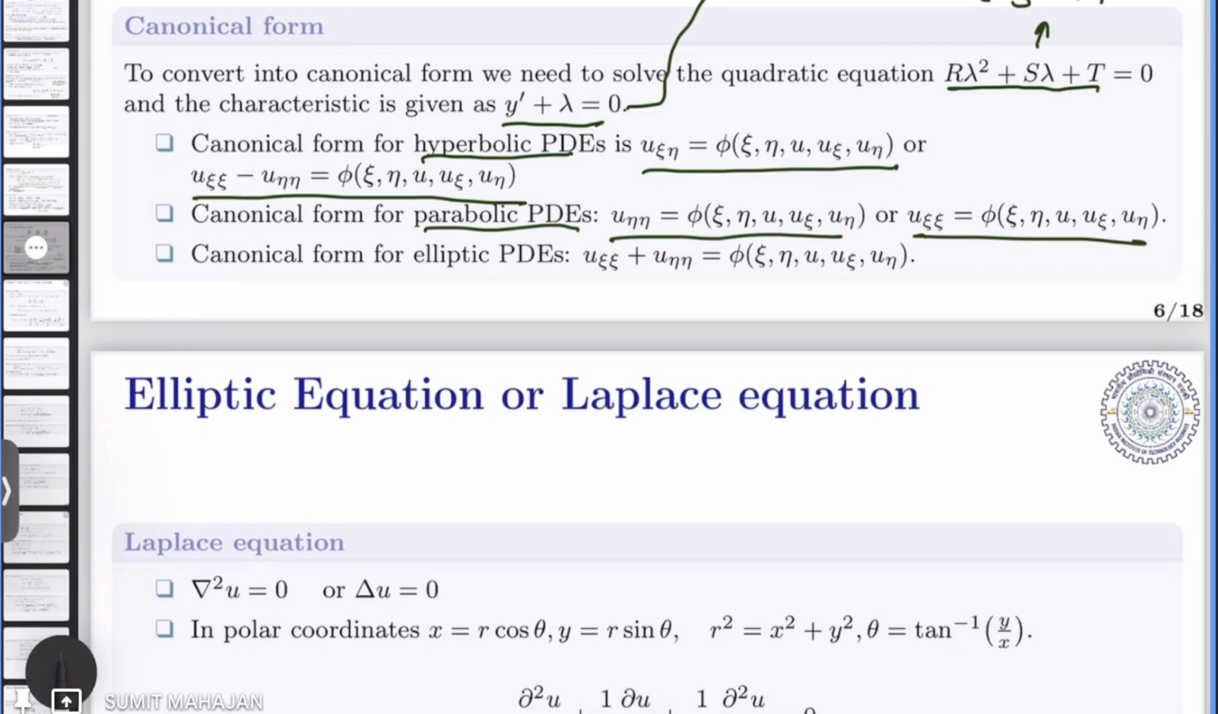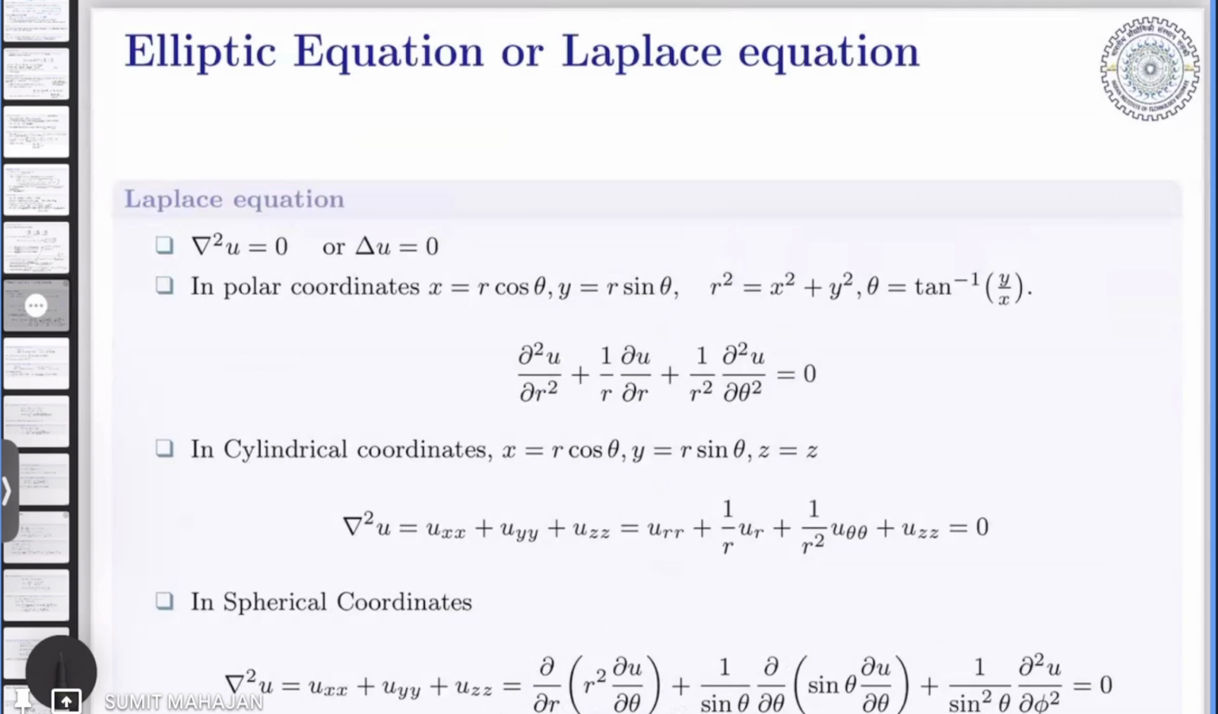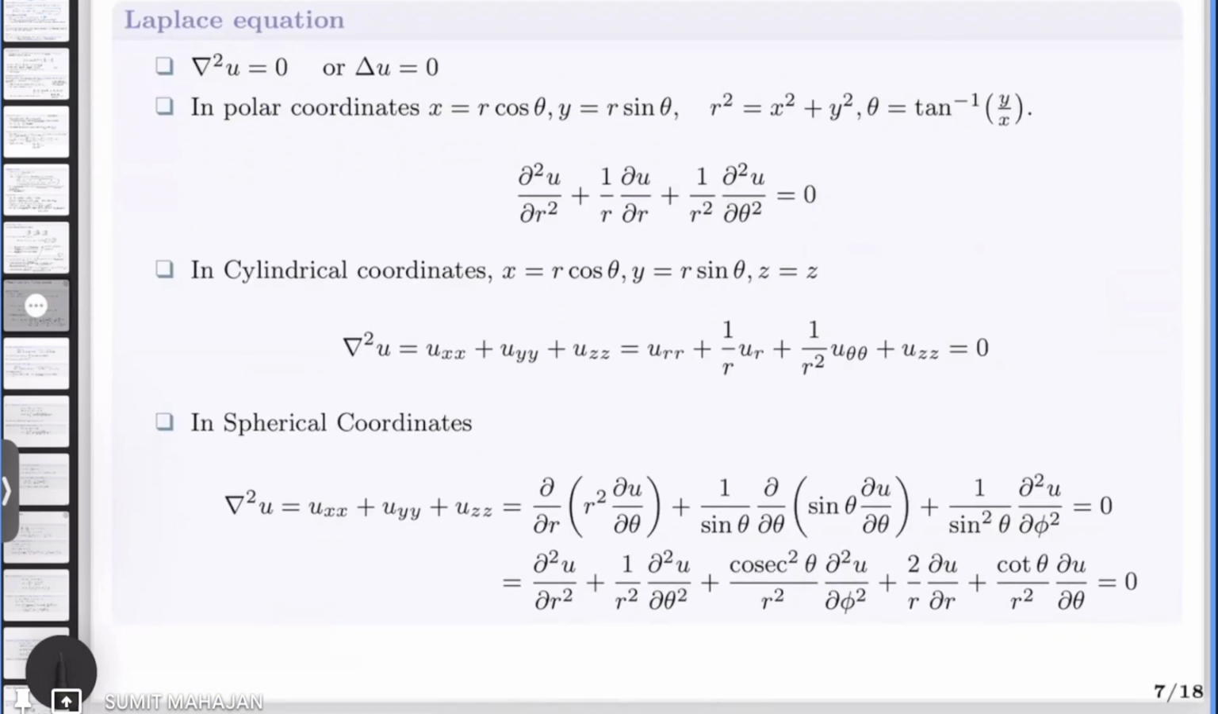Let's say if all other terms are 0 and only u eta eta equals u xi is there, then we can solve easily using separation of variables or just integrating. And the canonical form for the elliptic PDE is given by this term. So these are the different things that we have. Now, coming to the particular equations, first let us discuss the elliptic equations, or the Laplace equations.